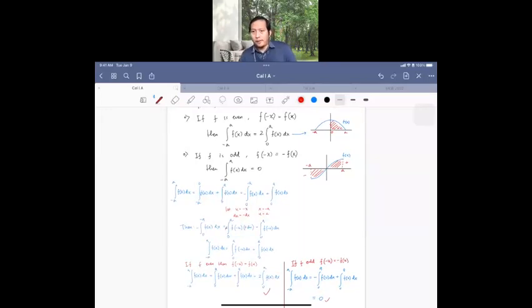Okay, is it clear? So if you have an even function, then you have the integral from negative a to a. You can rewrite it from 0 to a and multiply by 2 for even functions. If you have odd functions, the integral will result in 0.